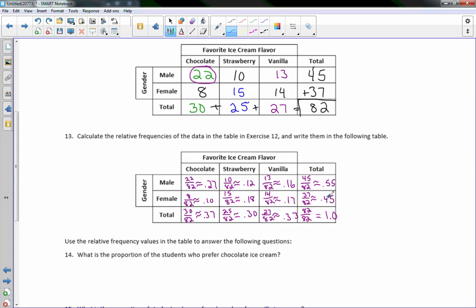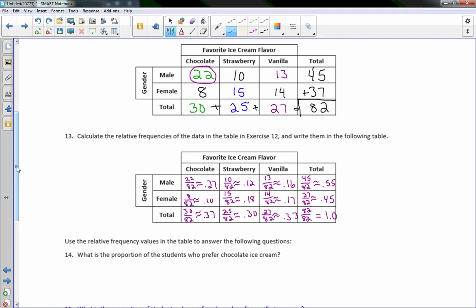So we could be off by a tenth here because we've done some rounding, but 55 plus 45 equals 100, or 1.0. 0.37 plus 0.3 is 0.67, plus 0.33 is 1. Okay, so those all check out. 12 plus 18 is 30, 27 plus 10, 37, 16 plus 17, 33. Everything adds up nicely, and there is our relative frequency bivariate data table.